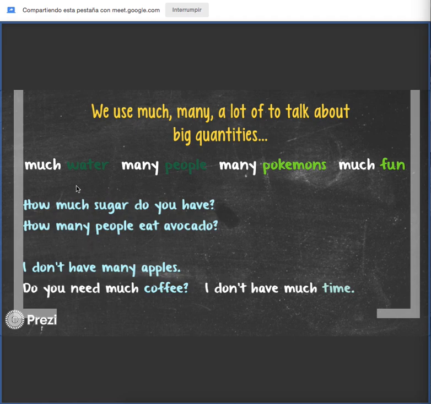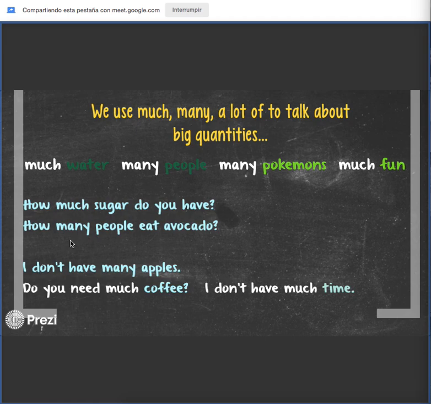Miren que estas ya son oraciones, estas eran preguntas. En el caso de preguntas es how much, how many. En el caso de oraciones es simplemente much o many. So, I don't have many apples. No tengo muchas manzanas. Many because apples is countable.